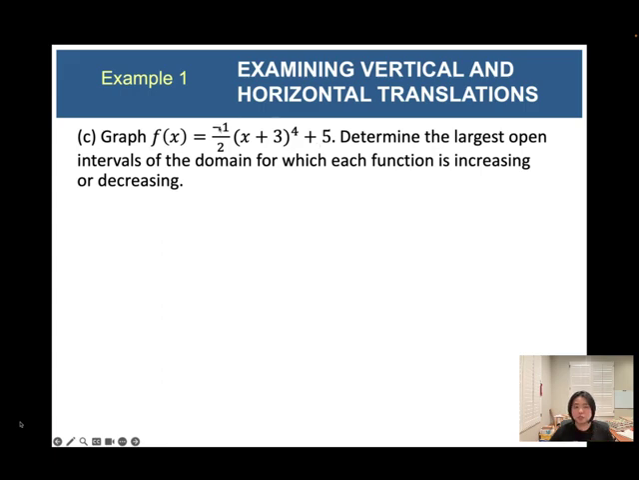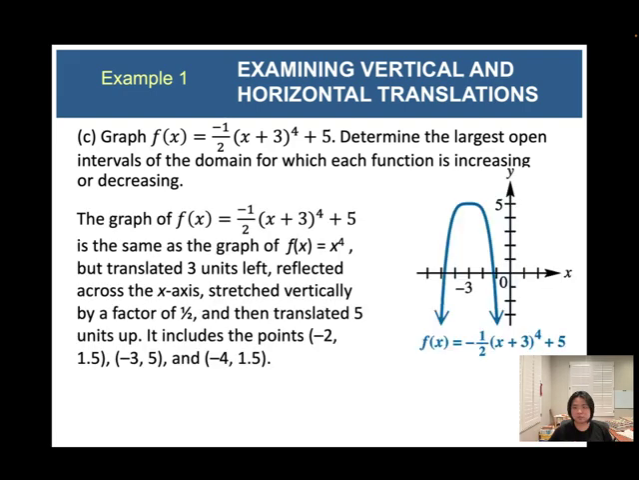Since this is negative, that will be a reflection over the x-axis, meaning it goes downward, going this way. So going downward, shifted to the left 3 units, and shifted upward 5 units. Then a is 1/2, which is between 0 and 1, so the graph is going to be wider, closer to the x-axis. Shift to the left 3 units, go up 5 units, and the graph is a little bit wider.